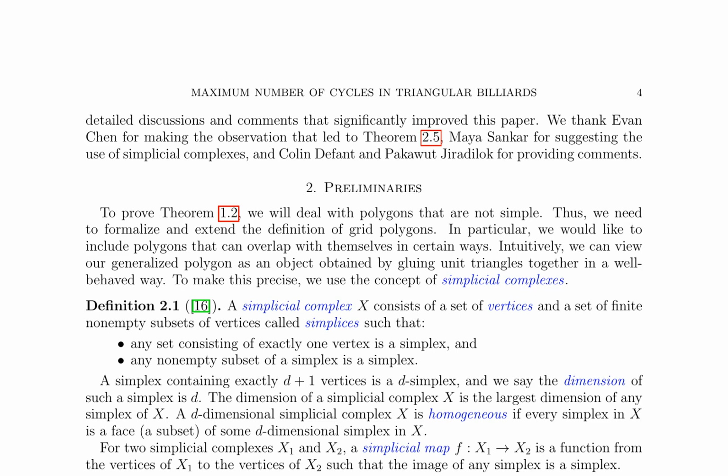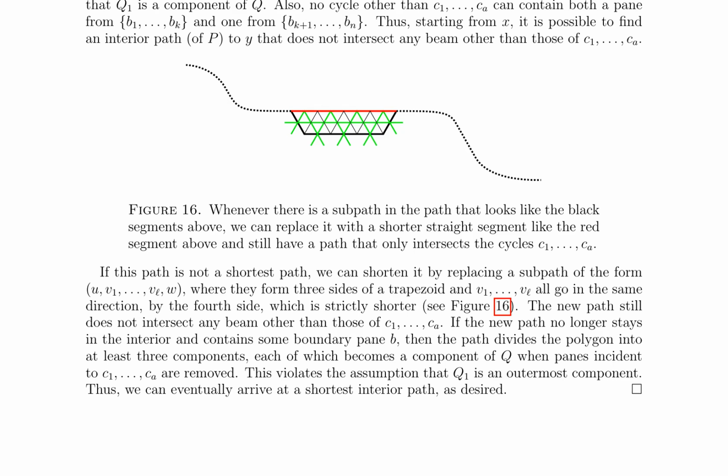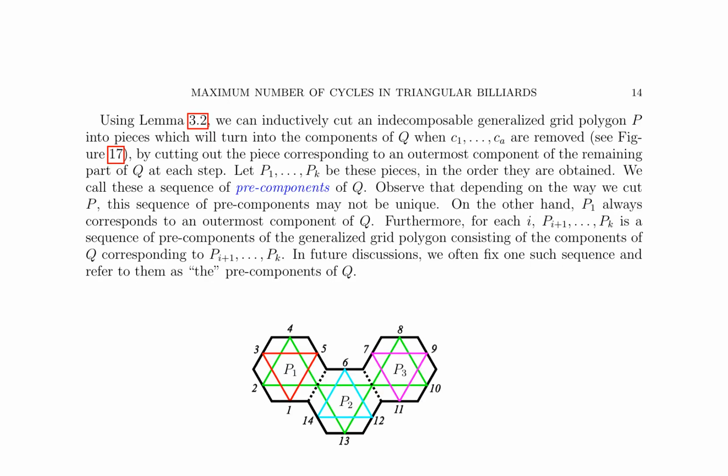and the construction of paths that avoid certain cycles while staying within the polygon's interior. In the context of generalized grid polygons, the authors introduce the concept of precomponents. These are pieces that can be inductively cut from an indecomposable polygon P to form the components of a new polygon Q, obtained by removing cycles C1, ..., Cα. The precomponents are denoted as P1, ..., Pk, with P1 corresponding to an outermost component of Q.